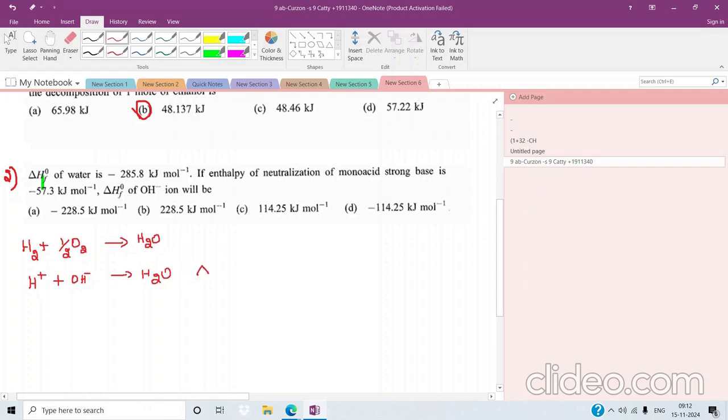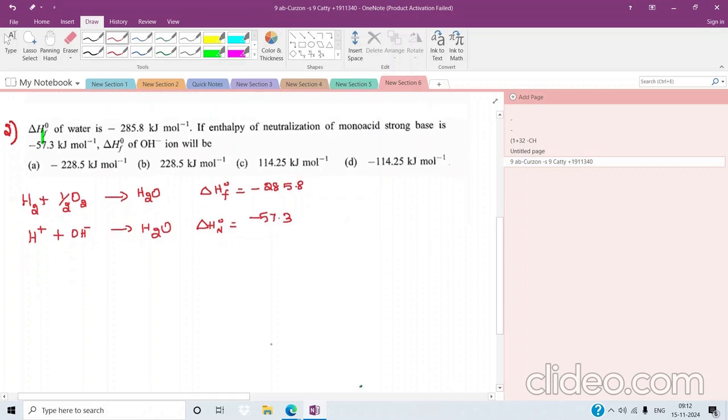So here delta H of neutralization will be minus 57.3. And here it will be formation of water. Actually, you can take that as a decomposition reaction of hydrogen also. It's not decomposition, combustion. So minus 285.8 kilojoule per mole, and here it will be minus 57.3 kilojoule per mole. I didn't write the unit.